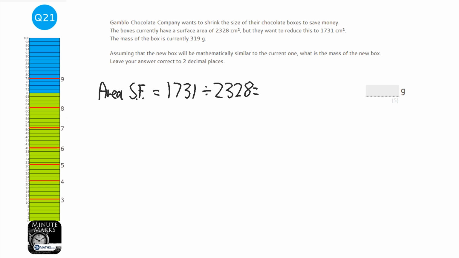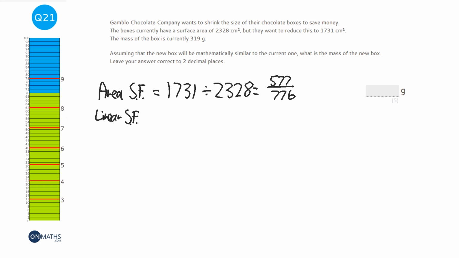So I'm going to get my calculator, and 1731 divided by 2328. And when I do that, I get a horrible decimal. Now you can write it as the fraction that turns up, which is 577 over 776. We can write it as a decimal, but keep it in your calculator, because the next step is to work out what the linear scale factor is.